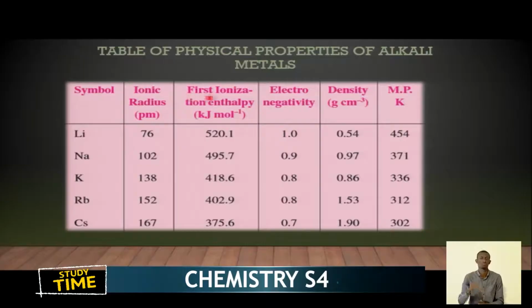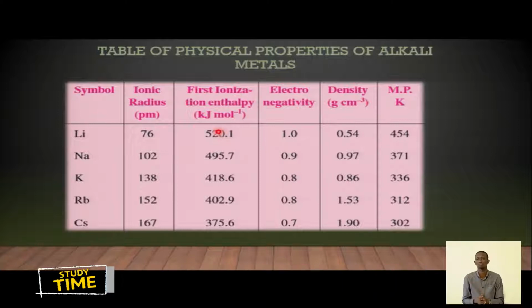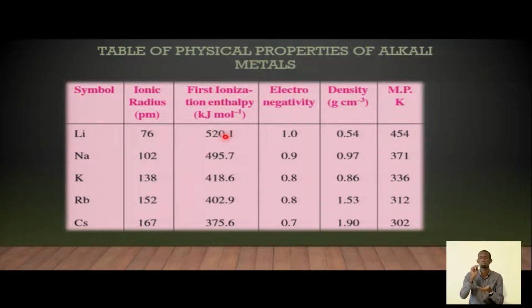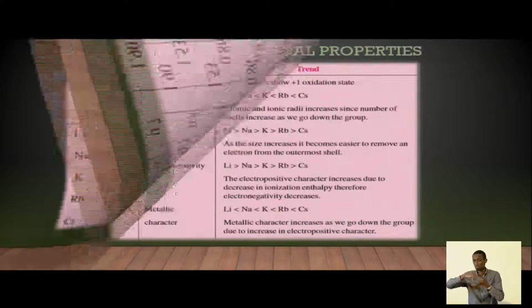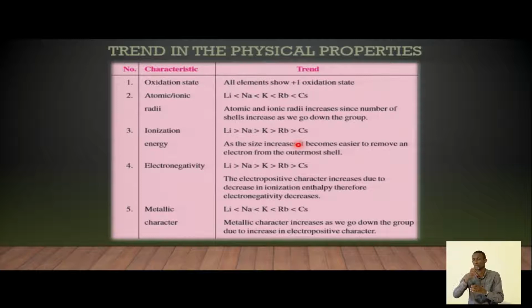And here we have first ionization energy. What happens? For first ionization energy, you can see that it is decreasing. We have the values here. It's very clear. Electronegativity is also decreasing. Density, as I said, generally is increasing with some exceptions. And the melting point is decreasing. So let's go fast and explain why it is like that.